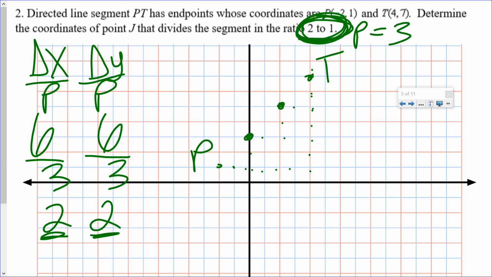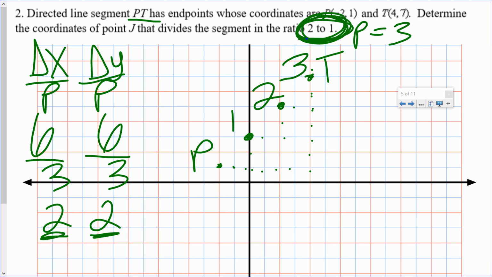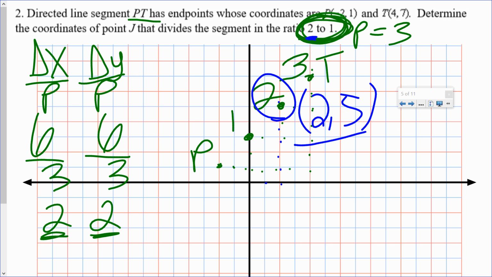Directed line segment PT. That means we're starting at P. So P is 0. This is 1, 2, 3. So which point is the answer? Well, the answer to that is whichever number is written first in the ratio. 2 is written first. The coordinates of that point are positive 2, 1, 2, 3, 4, 5. (2, 5) is your answer.